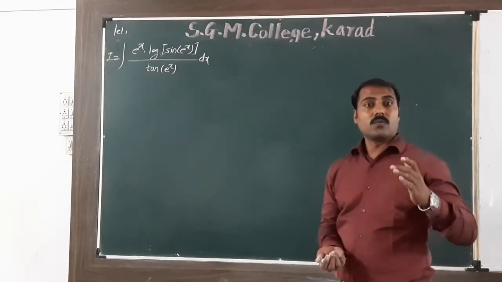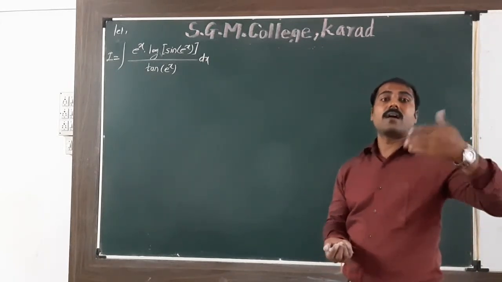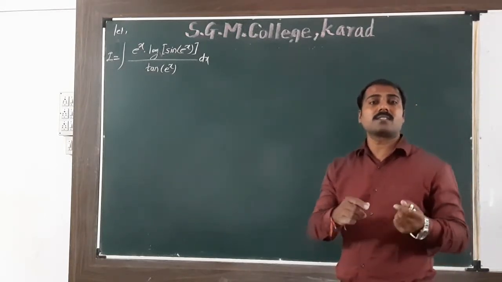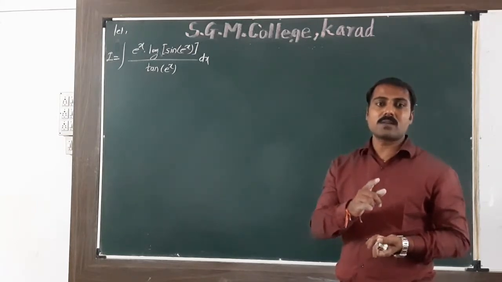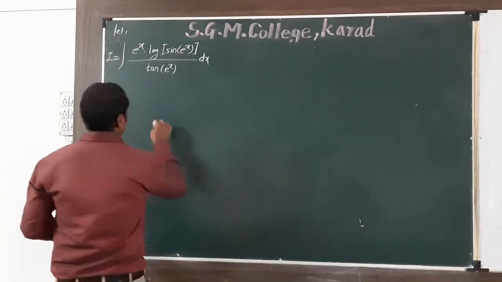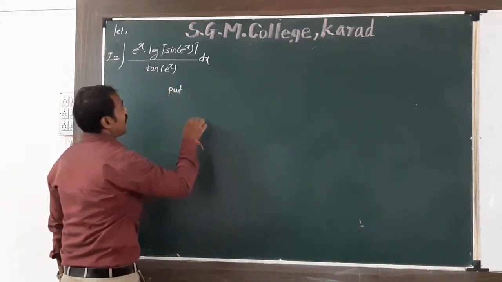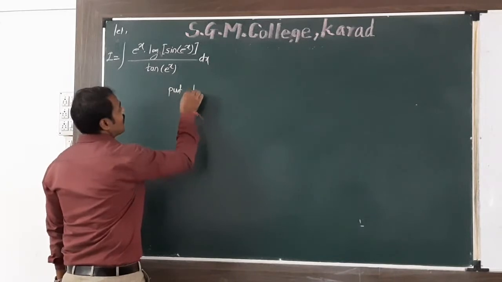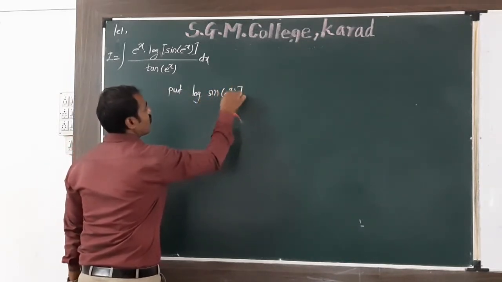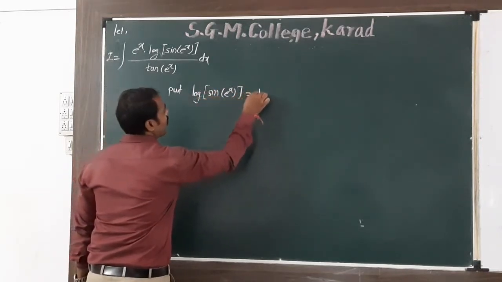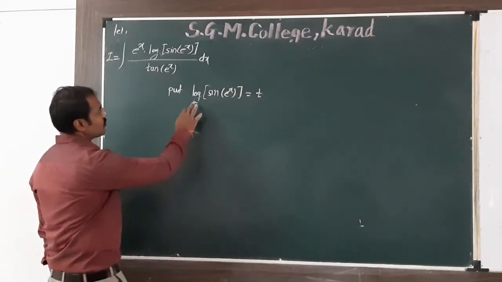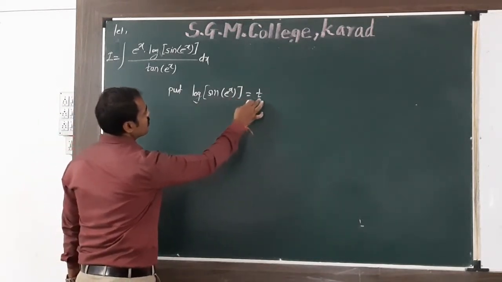But we would have to substitute twice in this example. So, avoiding the substitution twice, we substitute for only one term. I can substitute for log of sine of e raised to x. Why? To avoid the double substitution. So I substitute log of sine of e raised to x is equal to t.